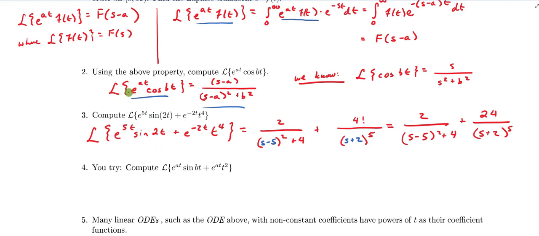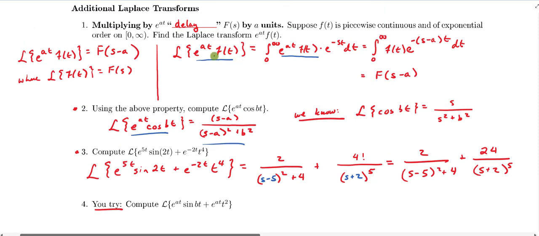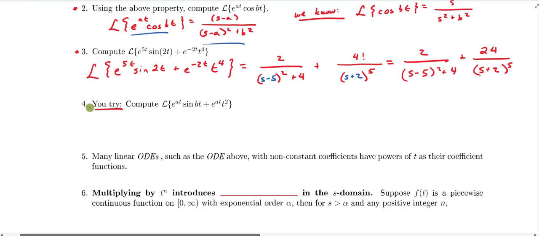Using 2 and 3 here as examples, I'd like you to try to compute the Laplace transform of this function here. Give it a shot. Folks, if after you've reviewed 2 and 3, comparing it to the theorem that we've given, you still can't compute number 4, please come by and see me as we run up towards the end of the semester. It's really important that you get your questions answered as soon as possible.